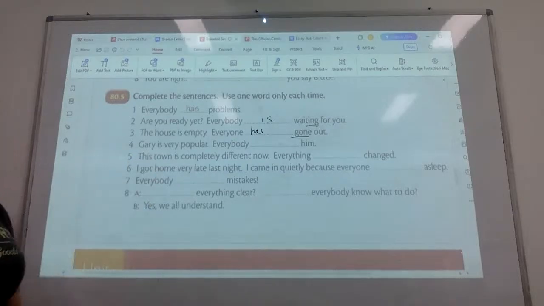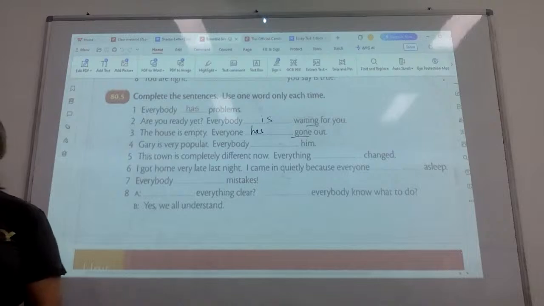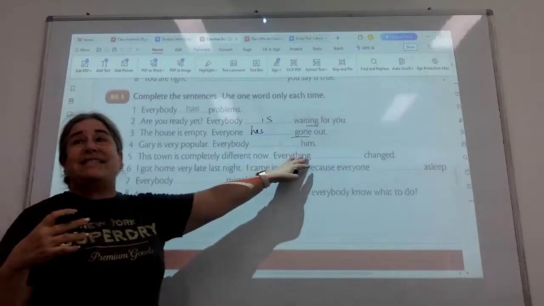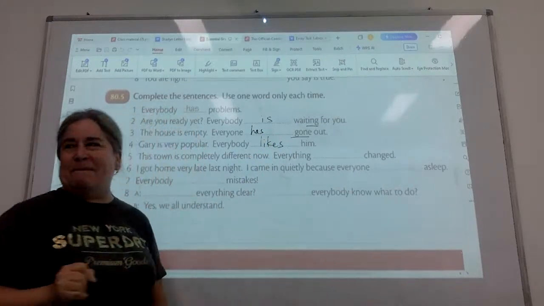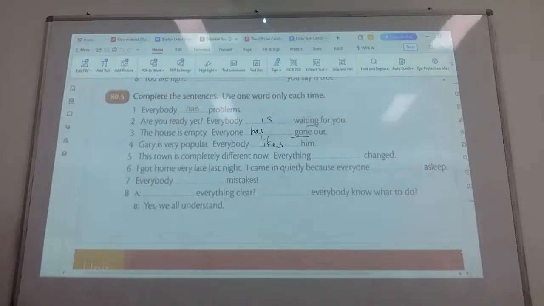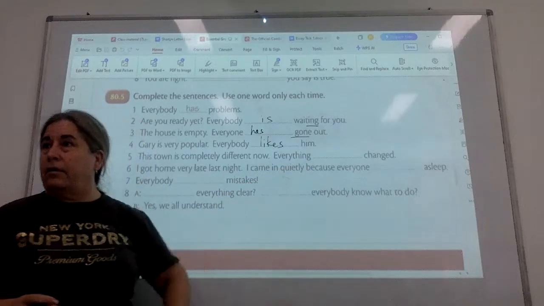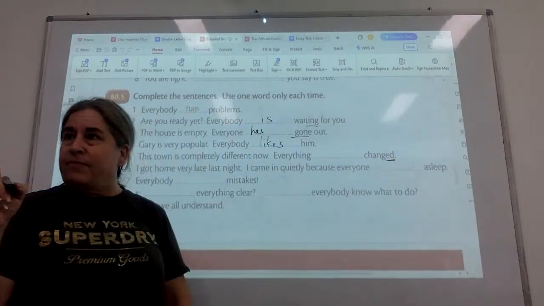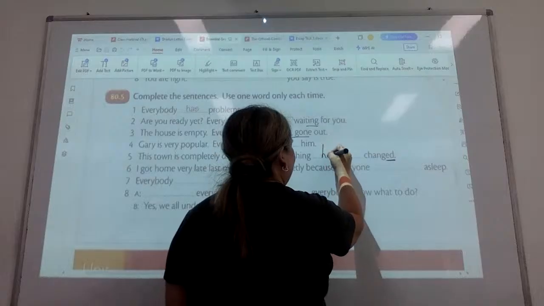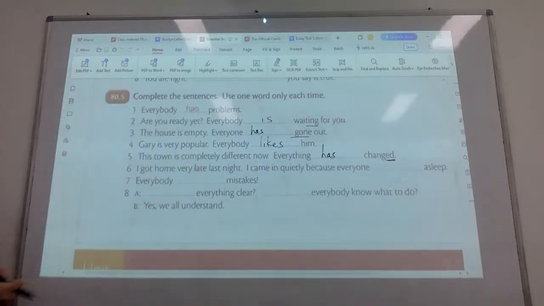Gary is very popular. Everybody is him. Okay, so is means you're talking about a person, but here it's him. So what about if we say everybody likes him? You got to use the action, okay? But good try. Danny, 5. This town is completely different now. Everything... And look, Danny, you've got your verb here in past tense. So, has, yes, thank you. Good. Has changed. Okay? Good.